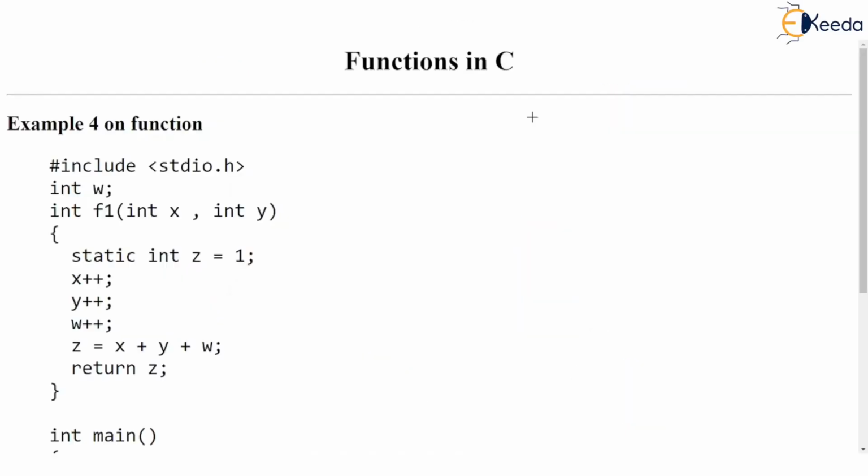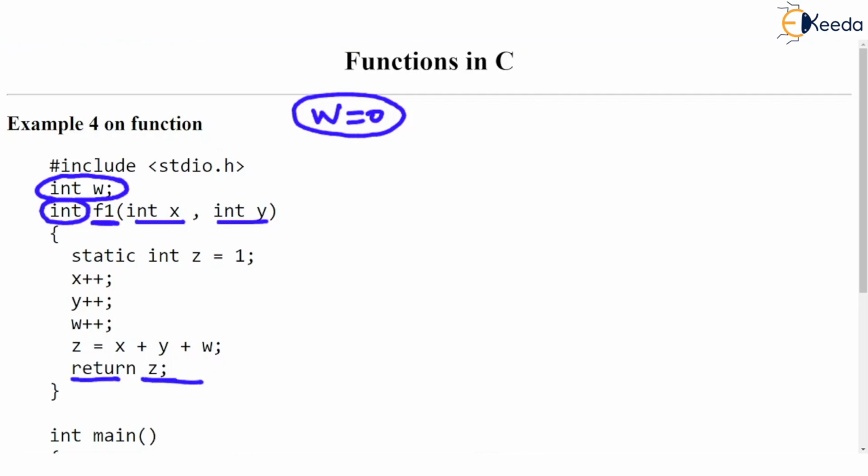Now, just check in this example 4, you can see that there is a global variable w declared with no value. So, obviously, w is going to be 0. And this is a global variable which can be used throughout the program. We have a function f1 which has two parameters x and y, and the function returns int. So the last line is return some value.